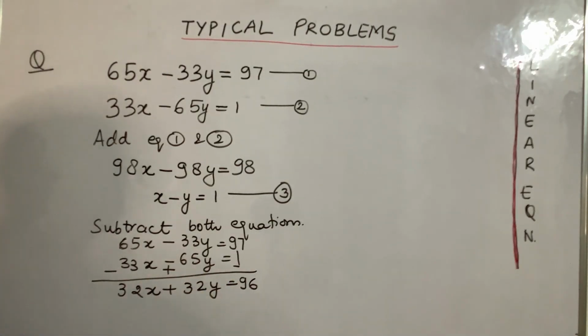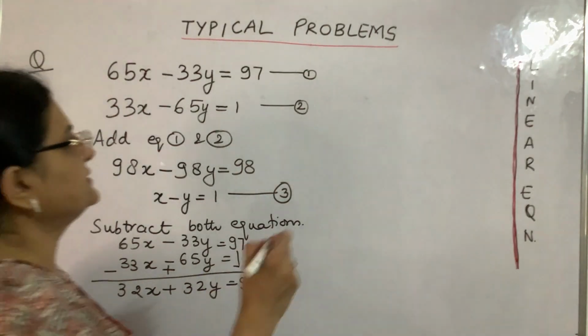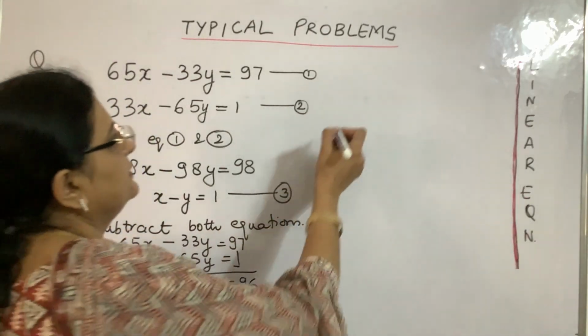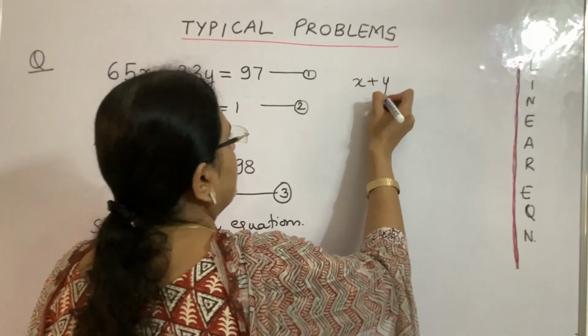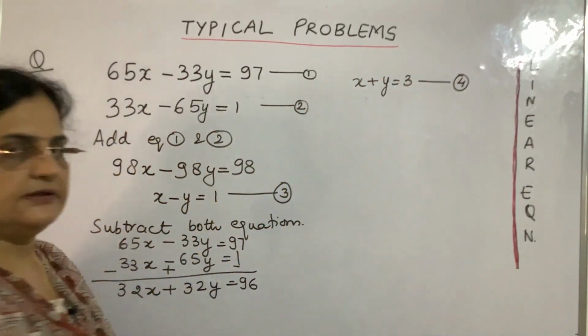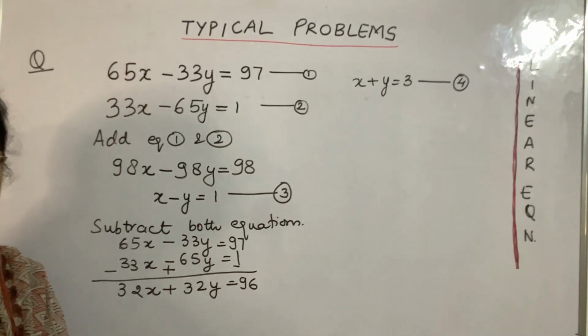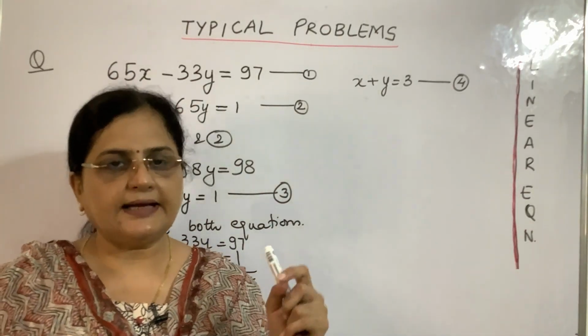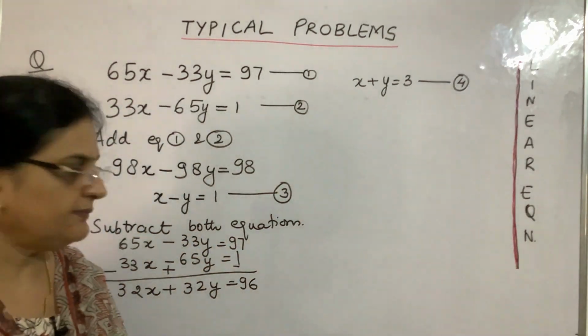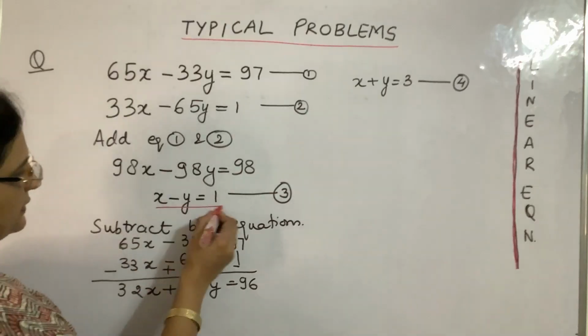Now you divide this equation by 32, and you get x plus y is equal to 3. Let us say this is the fourth equation. So just simple addition and subtraction of the given equations has made the equations so simple.